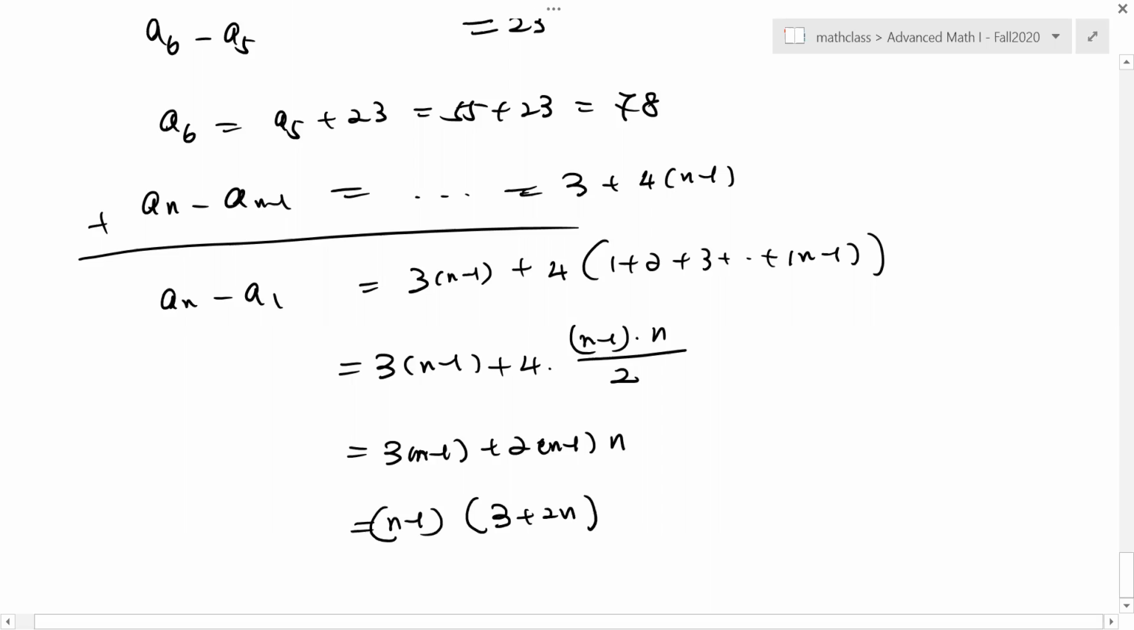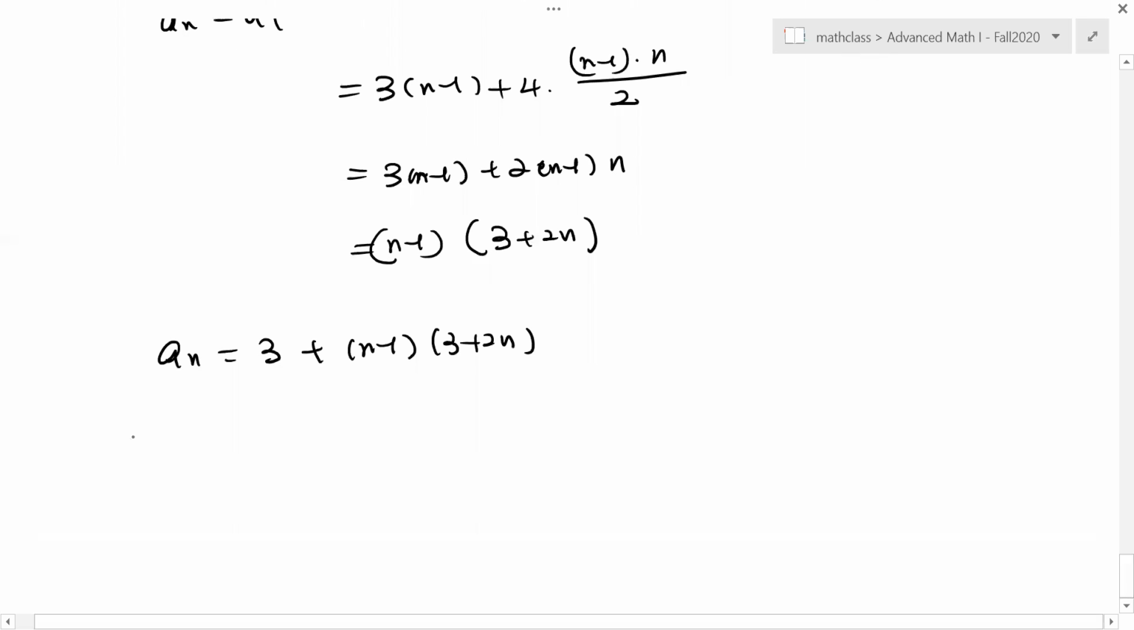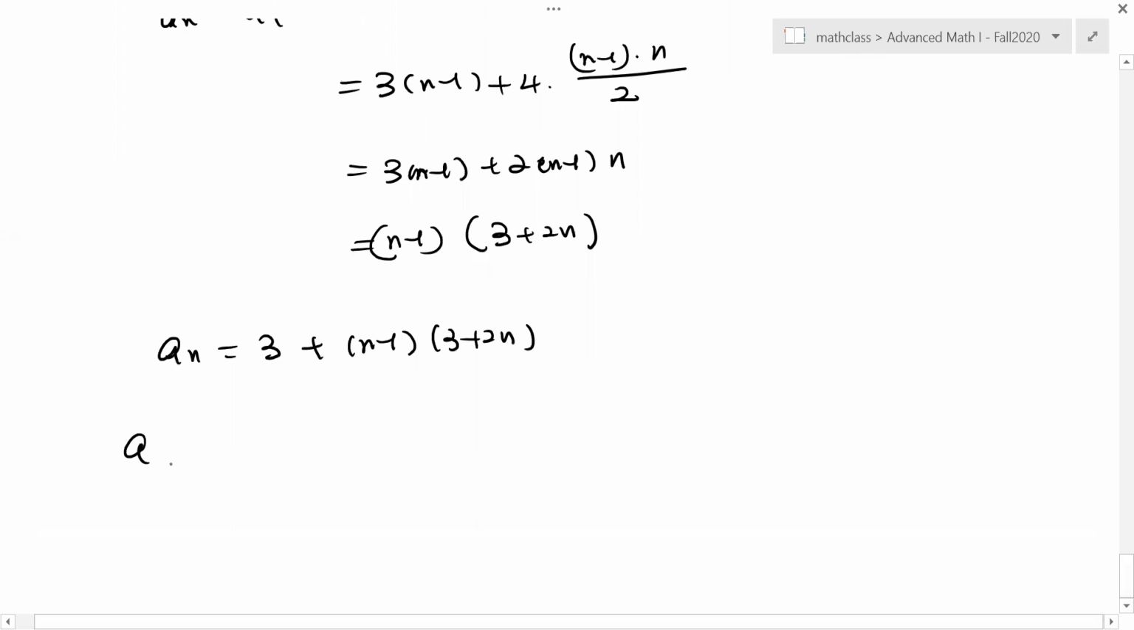Okay, so what is a1? I think a1 is going to be 3. So a1 is 3. So it's going to be 3 plus (n minus 1) times (3 plus 2n)... Now we have to double check our formula if it's correct or not. Okay, and a1 is good.